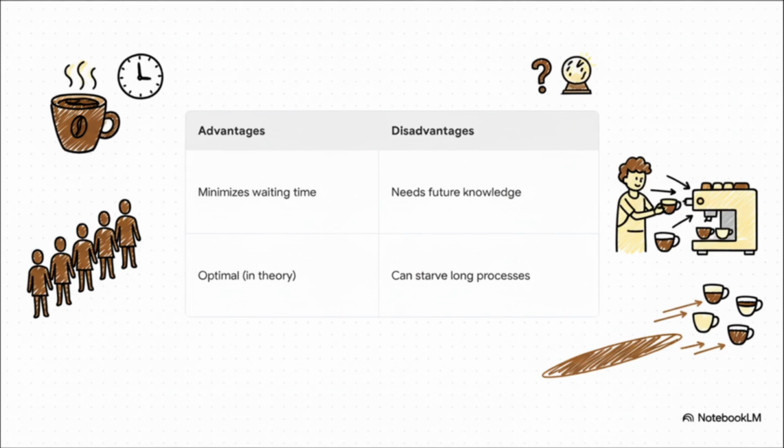First, how does the scheduler know how long a process is going to take? It basically has to predict the future, which is pretty much impossible to do perfectly. And second, what happens to a really long process? It could end up waiting forever if shorter and shorter jobs keep showing up, a problem we call starvation.